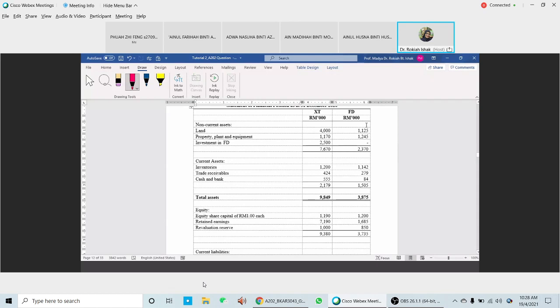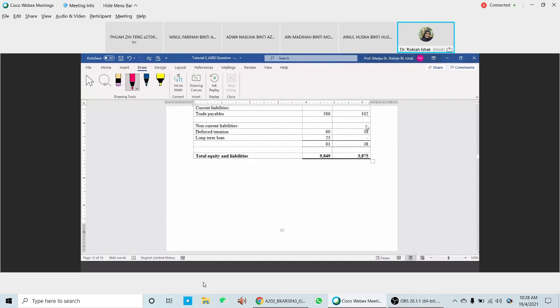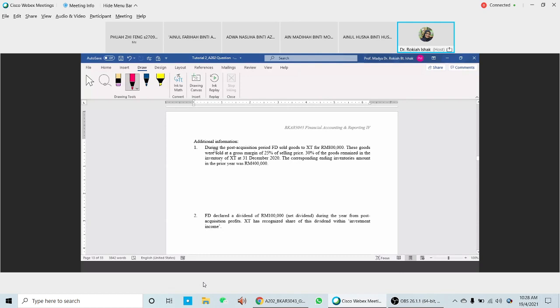This is the financial position, so we're not going to look at that one. We're going to look at the additional information. During the post-acquisition period, FD sold goods to XT, which means this is an upstream sale. The goods were sold at a gross margin of 25% of selling price. 30% would remain in the inventory.